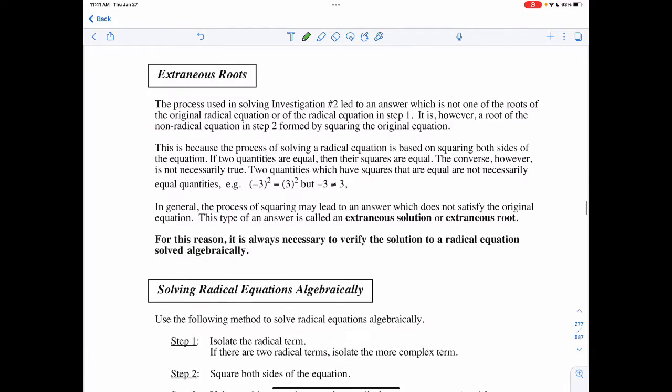Why did we get a solution that works and a solution that doesn't work? When we did this, we said that we needed to square both sides in order to solve it. So the process used in solving it led to an answer which did not work. It is, however, the root of a non-radical formed by squaring the original function.